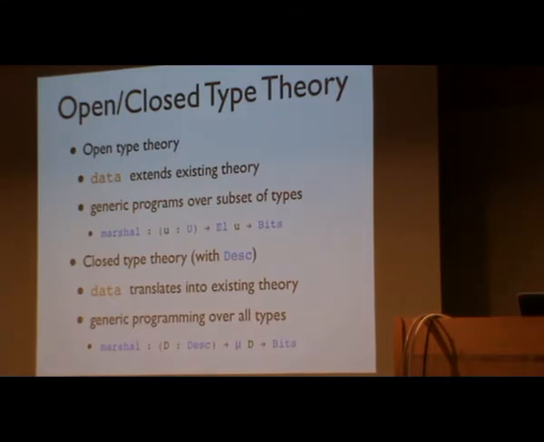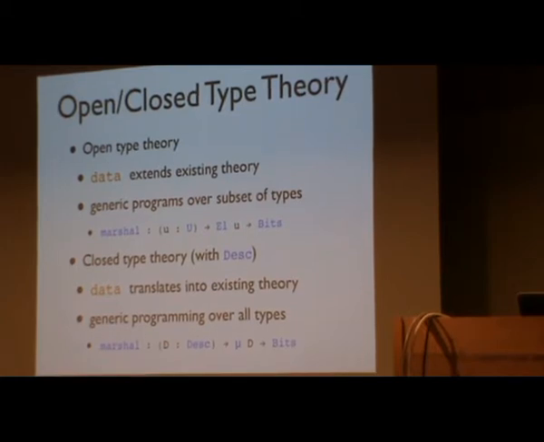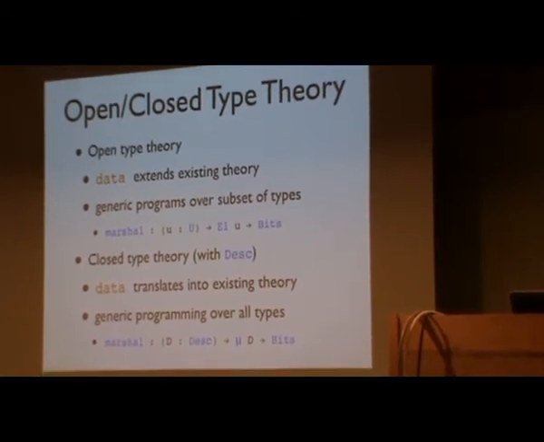So basically with descriptions, instead of having a traditional open type theory where a data type declaration extends the theory with axioms, maybe with some computation rules for the type formers, type formation, constructors and eliminators. That's the traditional way of doing things.